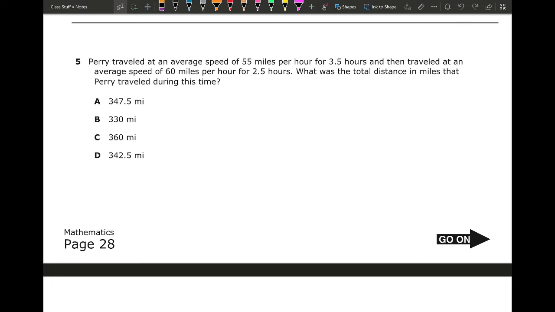but this is actually pretty simple. To find how many miles she traveled right there, all we have to do is multiply. Wouldn't you agree? 55 miles per hour. So that means in 1 hour, she's going to go 55 miles. In 3.5 hours, she's going to be 3.5 times as far. So to do that one, let's do 55.